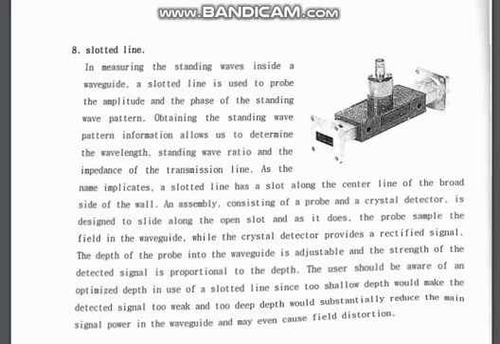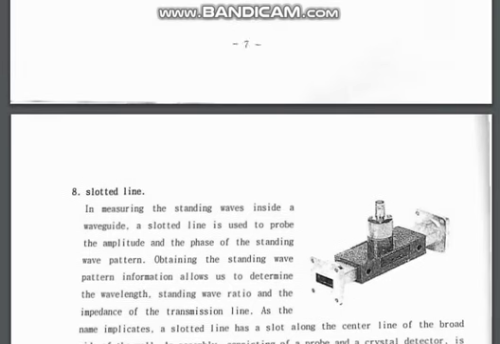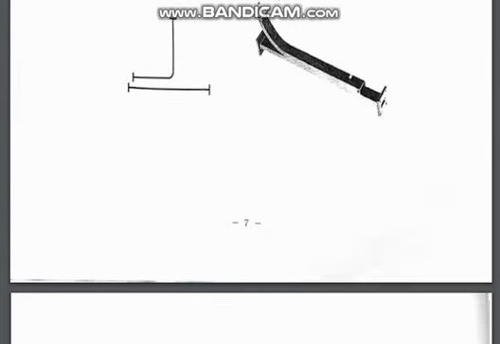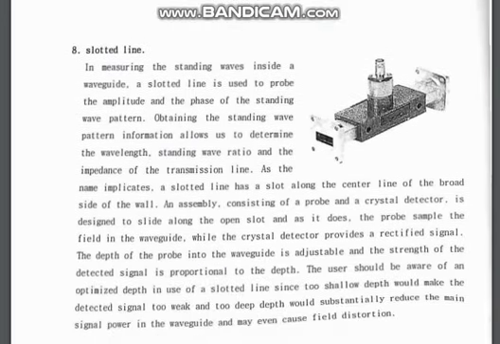Now go through to the slotted line, the next measurement device. In measuring the standing waves inside a waveguide, when you have to measure the incident wave and reflected wave, you need to use the directional coupler. Okay, so keep in mind which measurement tools are used to find out which thing. If you want to find out the standing waves, you have to use the slotted line tool.